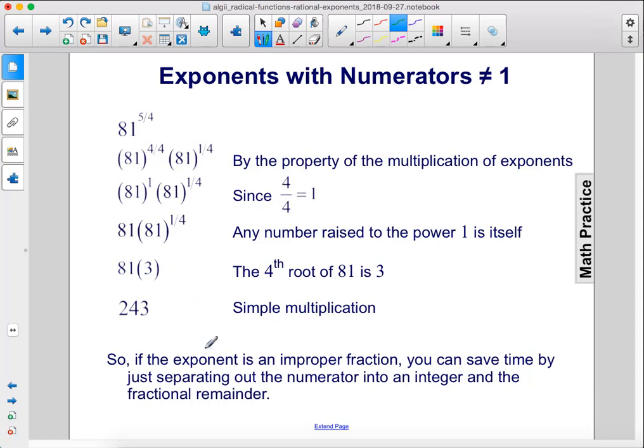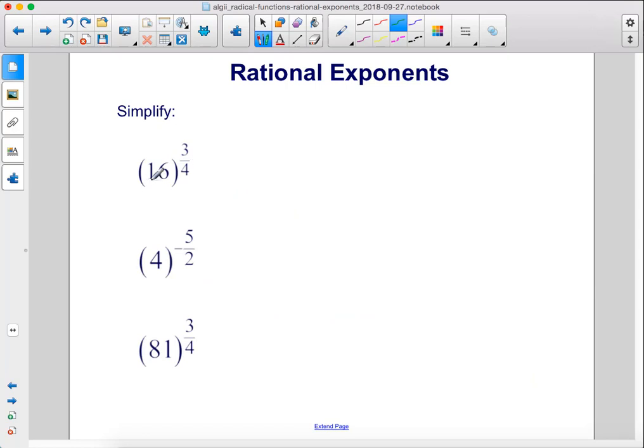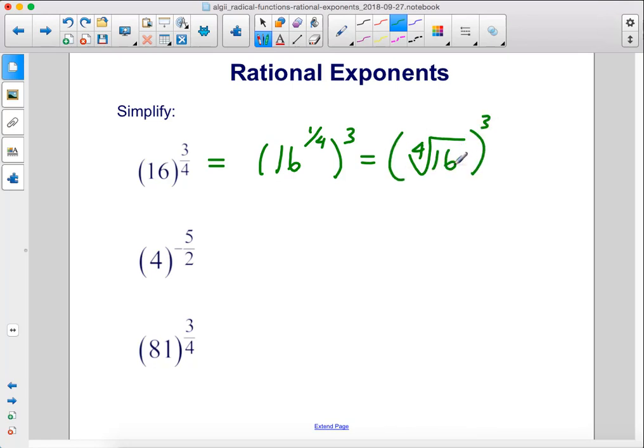So if the exponent is an improper fraction, you can save time by just separating out the numerator into an integer and the fractional remainder. Simplify. Alright, so we have 16 to the 3/4 power. Let's rewrite this as 16 to the 1/4 power raised to the 3rd power. So this is equivalent. Now that means that is the 4th root of 16 cubed. The 4th root of 16 is 2, and then cubed gives us 8.